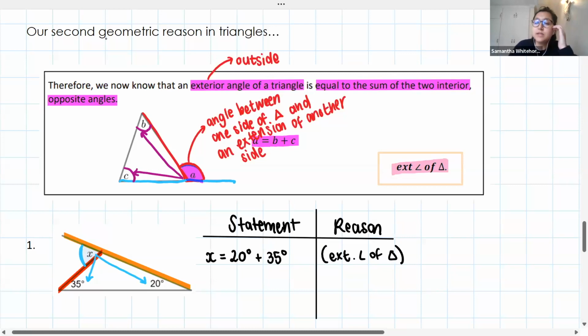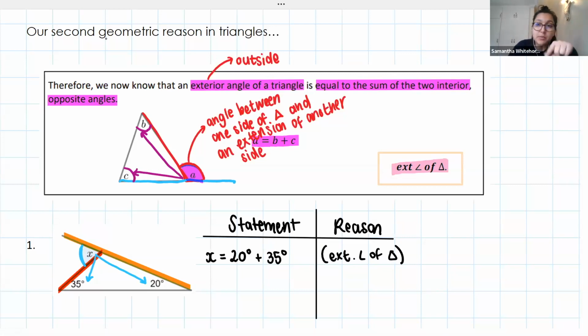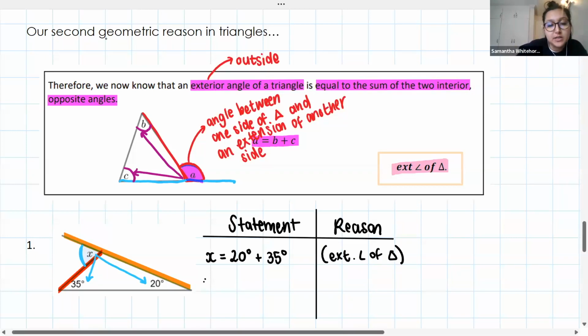Again, guys, remember your reasons. You can shorten certain words. You can use the symbol for angle and you can use a triangle for triangle. You don't actually have to write it out. So please don't waste time trying to write out the full words, just use abbreviations. And now we can solve for X. So we just add those two together. X is equal to 55 degrees.